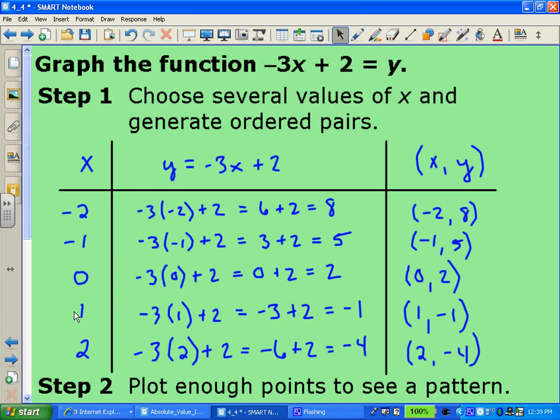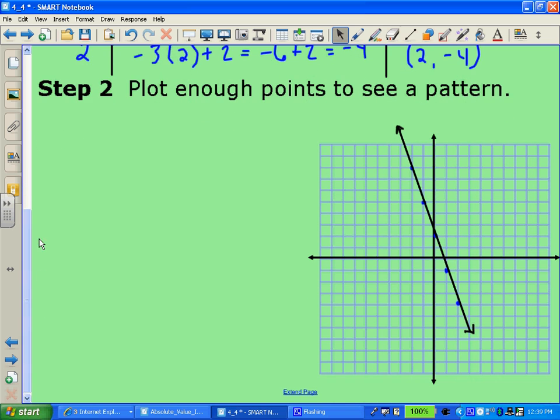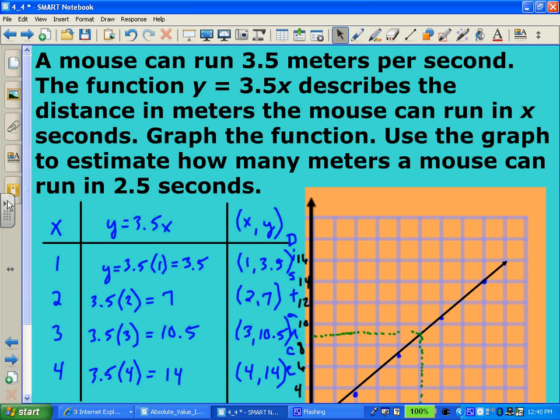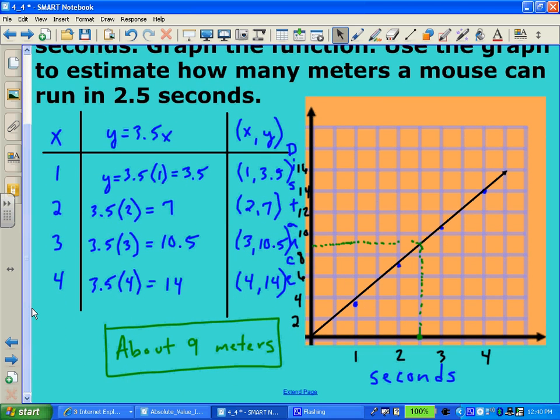Then we have functions with a domain of all real numbers. We make a table using -2, -1, 0, 1, and 2, plot our points, and connect them. And then we have the story problems where we have to make sure that we choose reasonable values for x, at least 4 of them. Make our table, label our axes, draw our graph, and then use our graph to estimate.